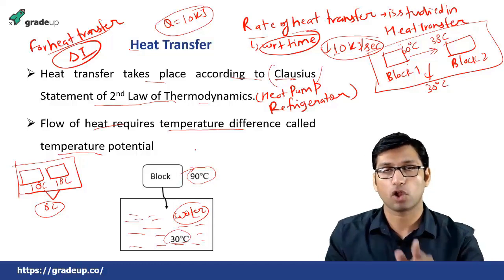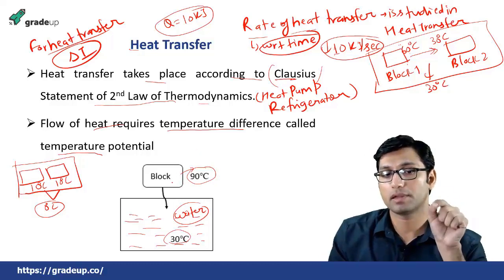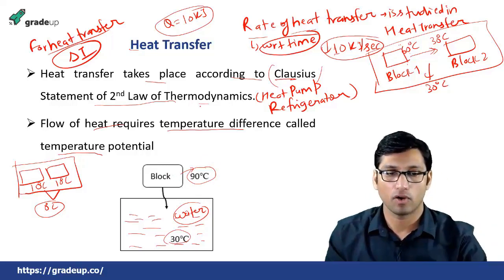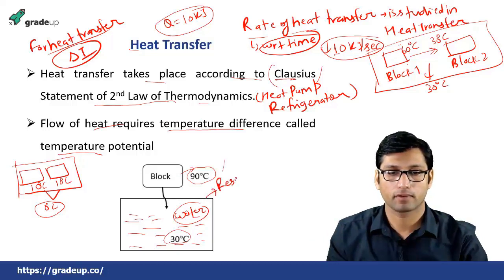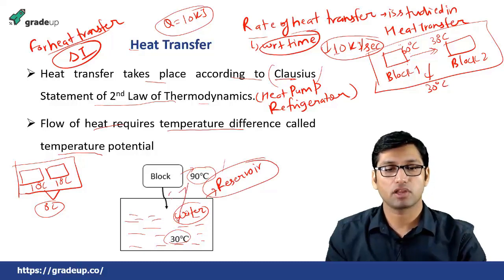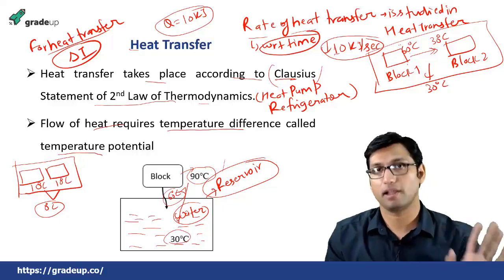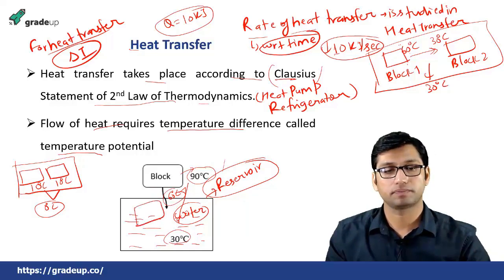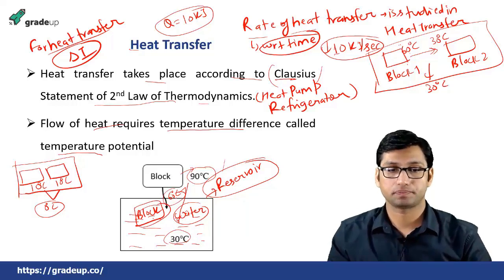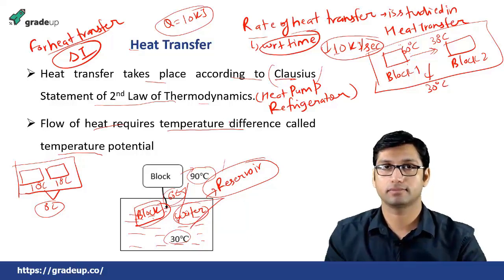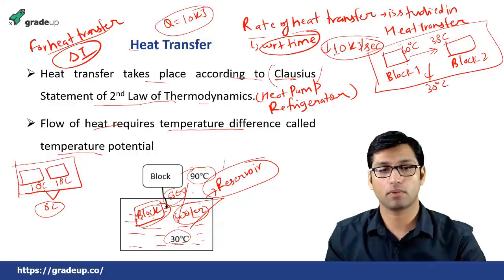Tell me. From Clausius statement of second law of thermodynamics, since the temperature of this block is 90 degrees Celsius, as soon as this block is dipped into this reservoir, what will happen? There is some temperature difference of 60 degrees Celsius, so heat transfer will take place. As soon as this block comes into contact with this water, heat transfer will take place from the block to the water.